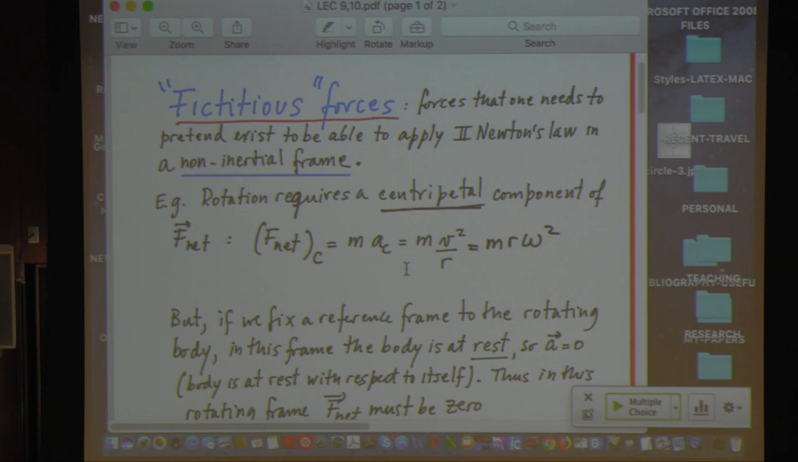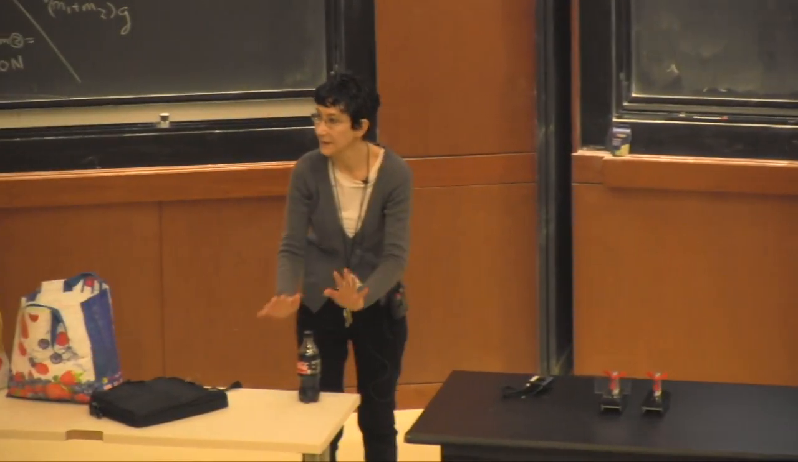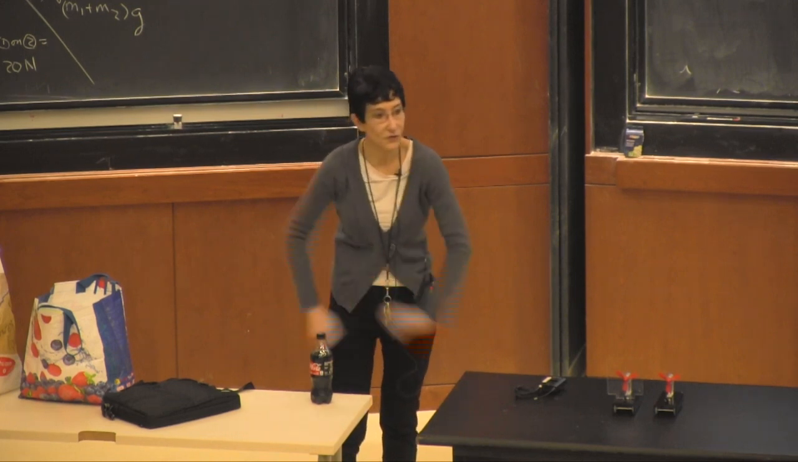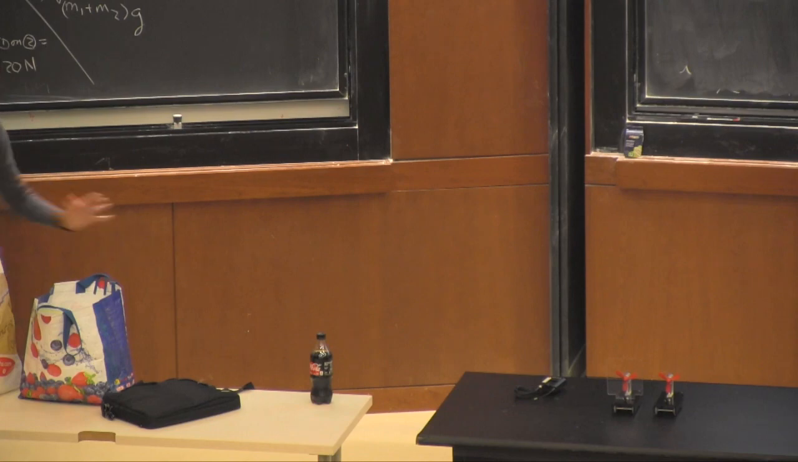Okay. What is a fictitious force? I told you that the first law, the law of inertia, tells you in which reference frames the laws work. Imagine that this is an isolated object. There are no forces acting on it. Now we know that if the net force is 0, then the body should be moving with constant velocity. But I am accelerated.